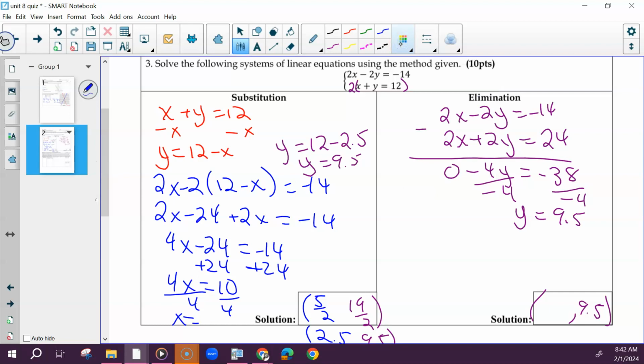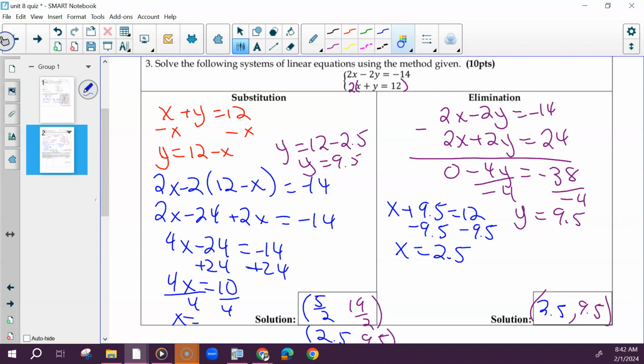And then you can put that back into any of these equations. To find x, I'm going to use this one. So x plus 9.5 equals 12, and get rid of 9.5. I don't think this really happened in this class, but after you find one variable, you don't have to do the whole substitution or the whole elimination method again to find the other. Just put it back in one of the equations.